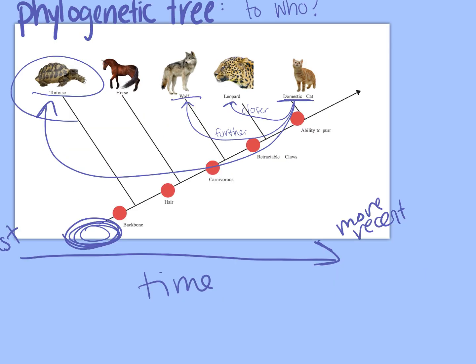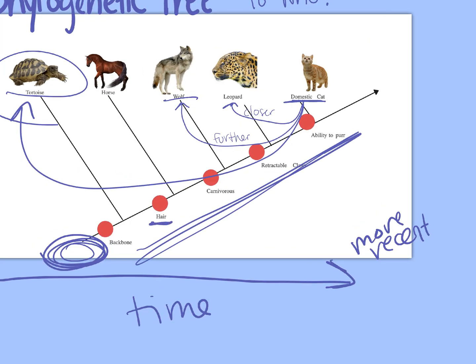This particular phylogenetic tree also shows us some traits and when they developed. For example, hair. The trait of having hair developed here. So all the species on here have hair. But since this trait developed after the tortoise, the tortoise does not have hair. Because of this, you can see that species that are more closely related will have more traits in common.